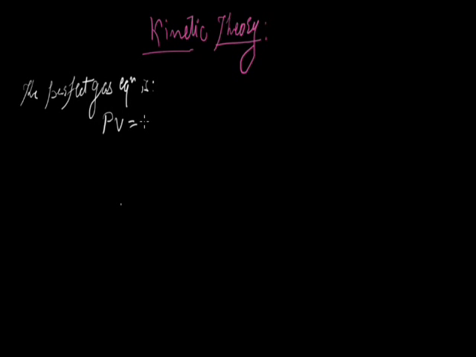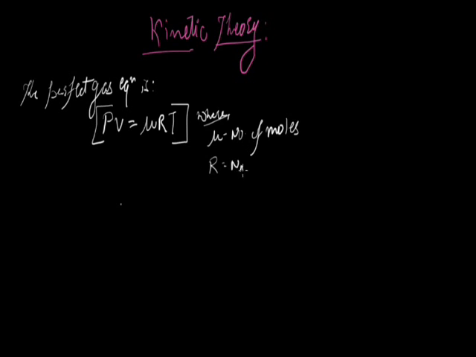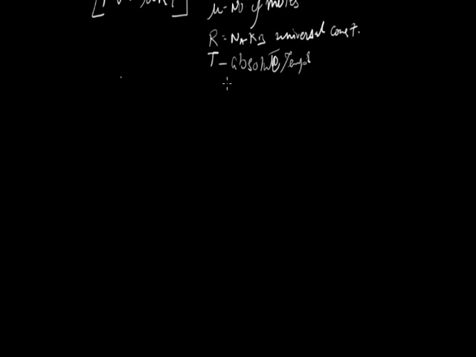PV is equal to mu RT, where mu is the number of moles, and R is equal to N A k, that is the universal gas constant, and T is the absolute temperature. Now, the value of R is 8.314 joule per mole per kelvin.